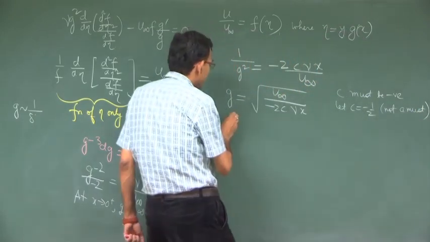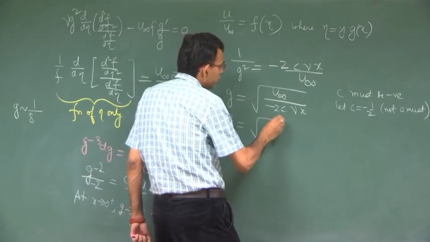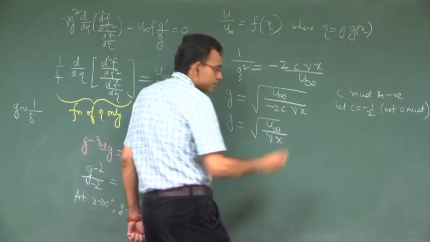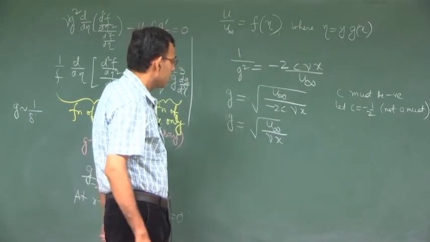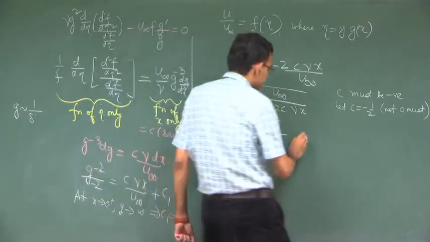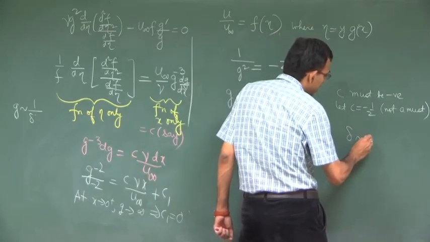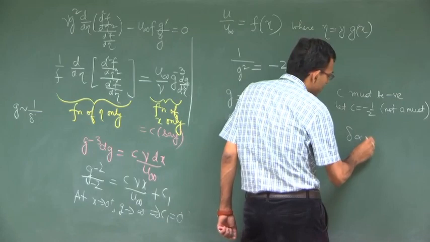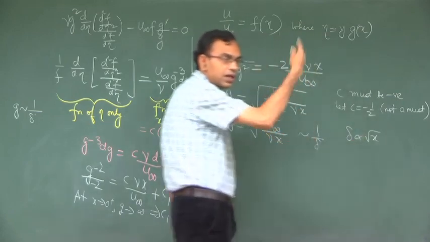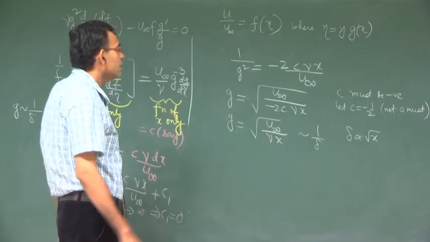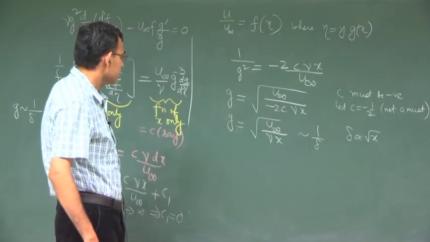So, if you choose that, then g is equal to u infinity by square root of nu x. So, because this is scaling with 1 by delta, you can say that delta is proportional to square root of x. So, this is how the boundary layer thickness grows with x, given that the other parameters remain the same.